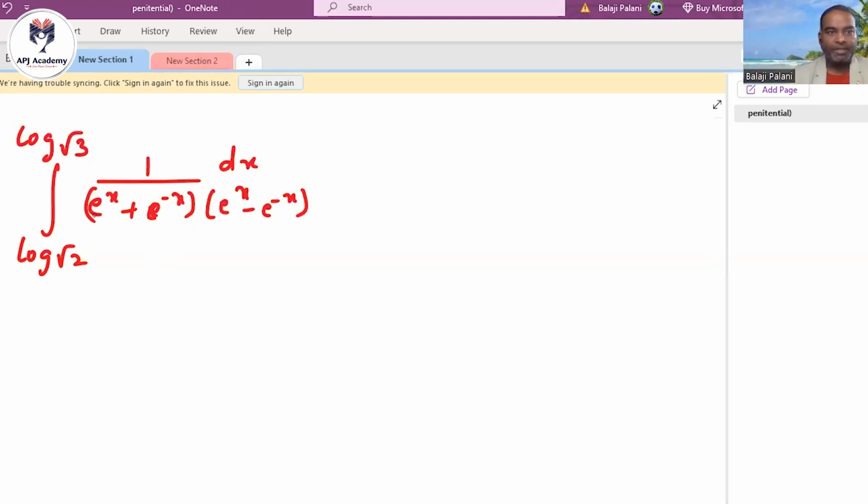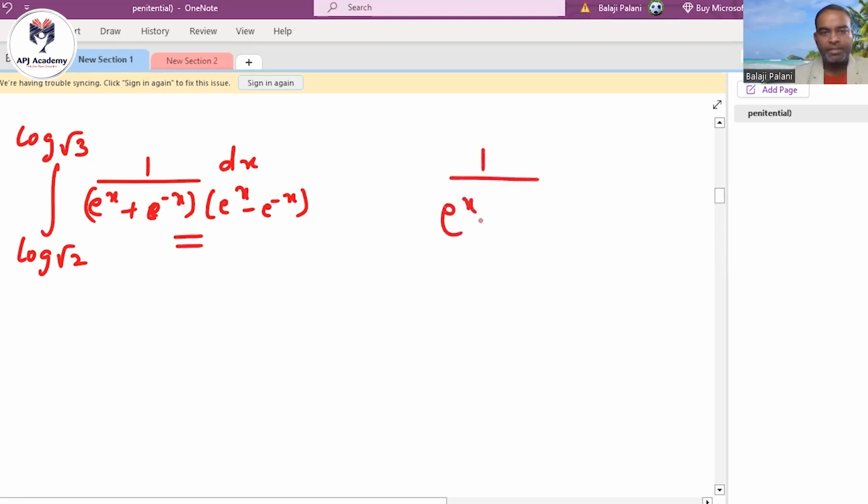So this is a definite integral. Here also, if we have log and exponential functions, we'll have to think of doing some substitution method. So the first thing we can do is arrange and simplify the given question. So it becomes 1 by e power x plus 1 by e power x, right? E power minus x is 1 by e power x, into e power x minus 1 by e power x, right?